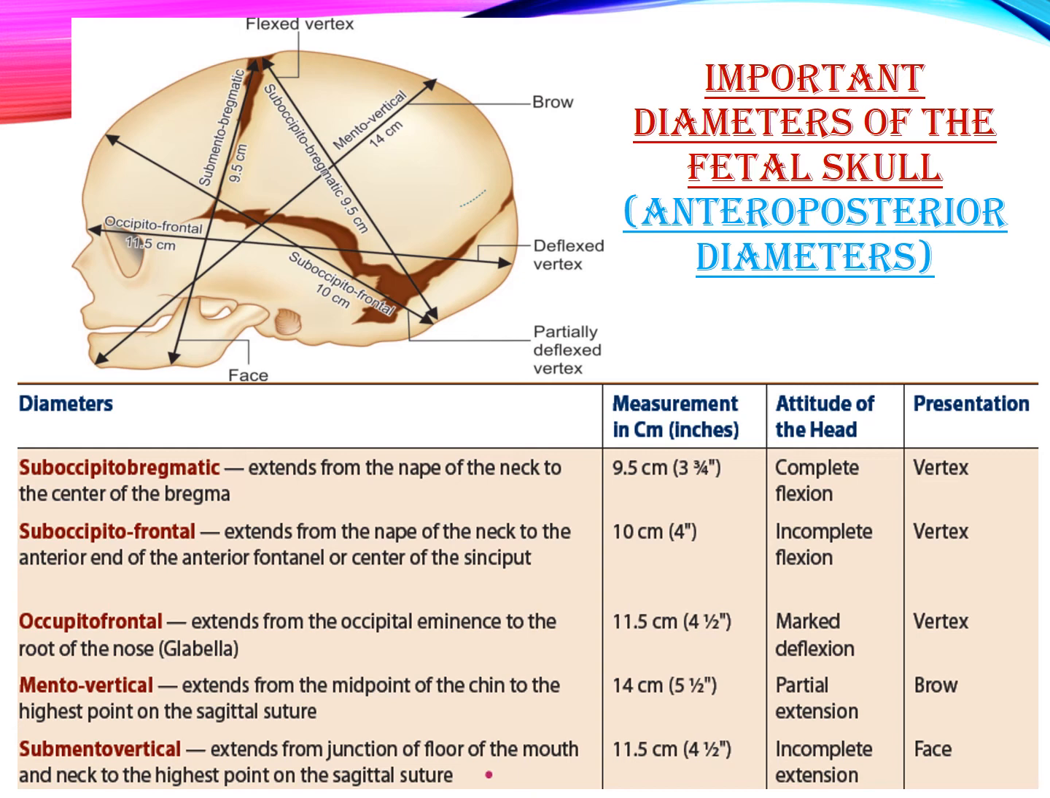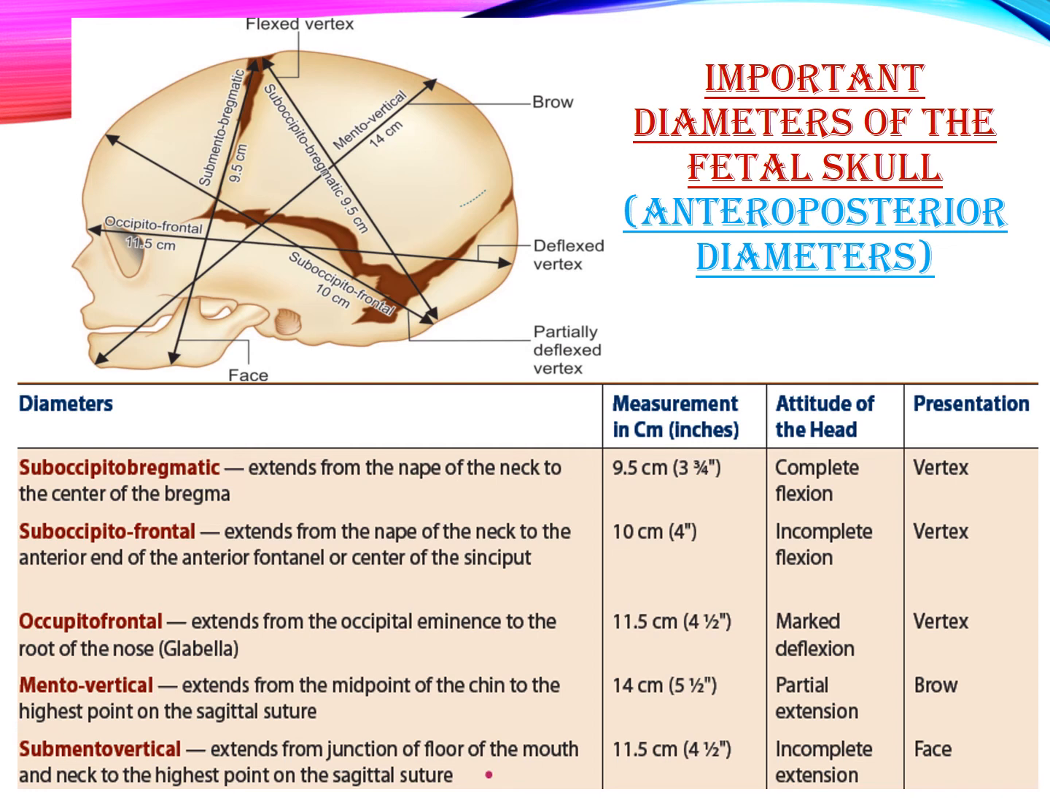The suboccipitofrontal, which measures 10 centimeters, extends from the nape of the neck to the anterior end of the anterior fontanelle or the center of the sinciput, and is usually incomplete flexion in its attitude with a vertex presentation. The occipitofrontal, measuring 11.5 centimeters in its diameter, extends from the occipital eminence to the root of the nose, which is the glabella, with the attitude of marked deflexion and vertex presentation.